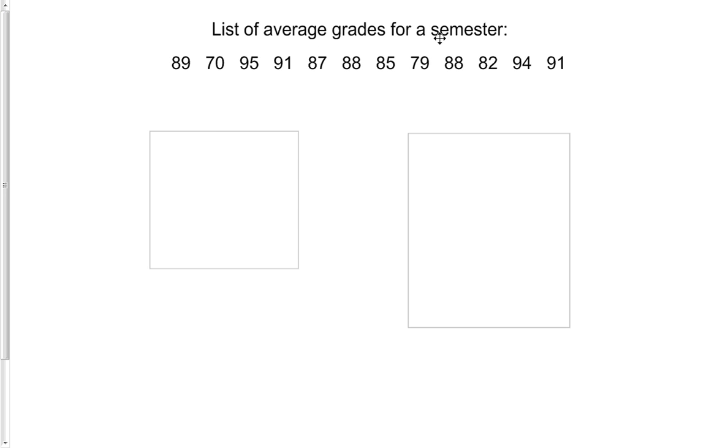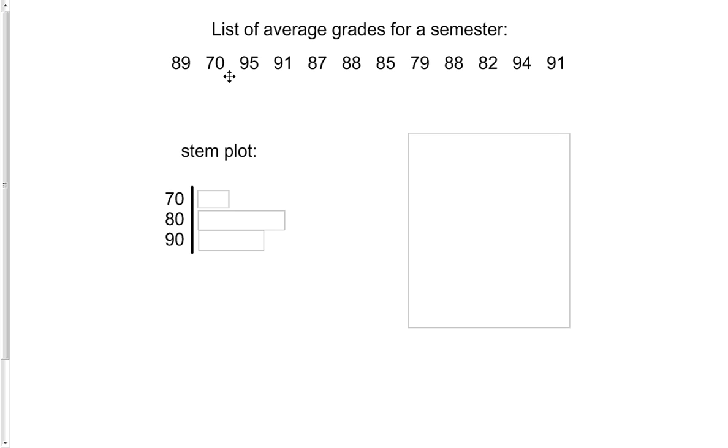Here's another example. We have a list of average grades for the semester, just like we did before, except this time the numbers are a little bit closer together. Our lowest value here is a 70, and our highest value is a 95. So if we were to make a stem plot the way we did before, we would have our 70 and our 79, so we'd have a 0 and a 9. This time I don't have any decimals, so we just have 0 and 9. For the 80s, we have a few numbers, 82, 85, 87, and so forth, and a few numbers in the 90s. Now I can see a general trend here.